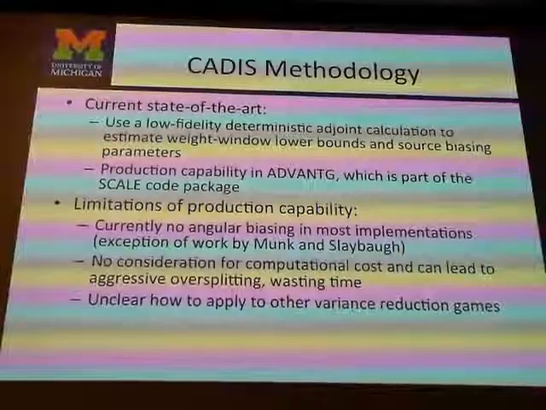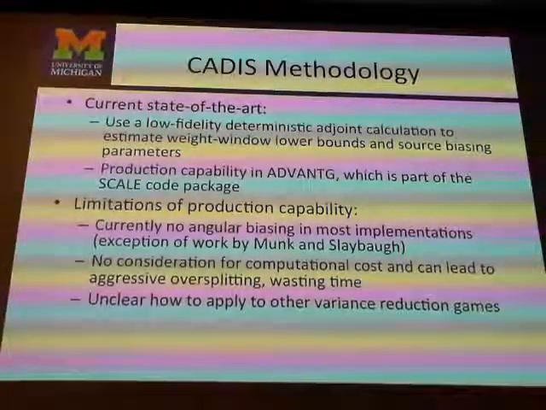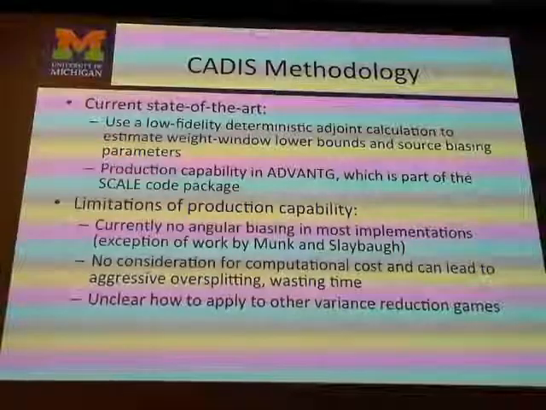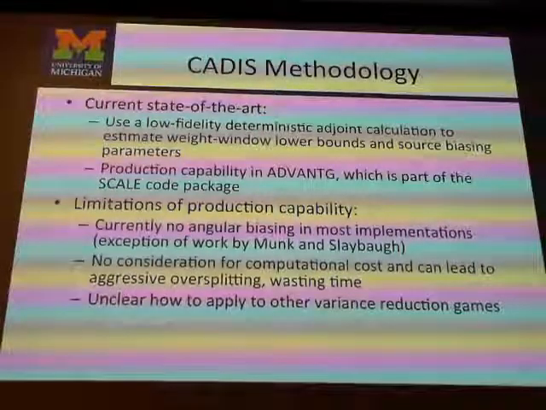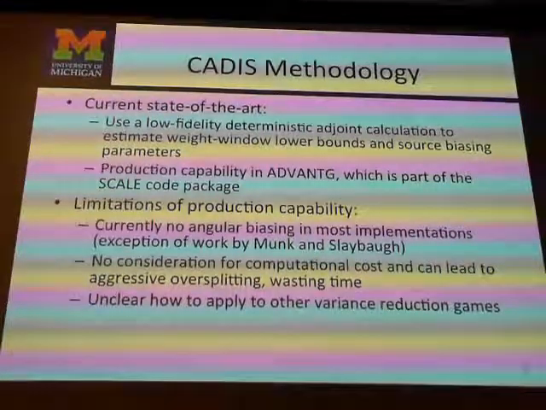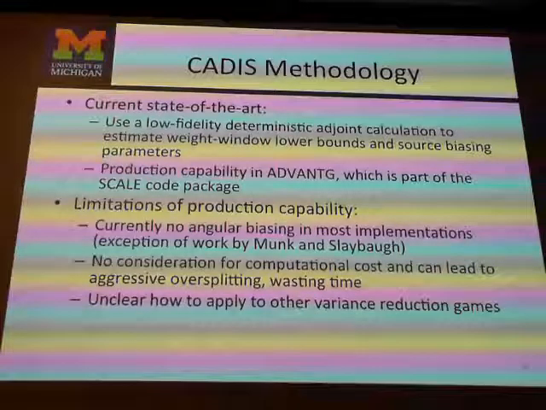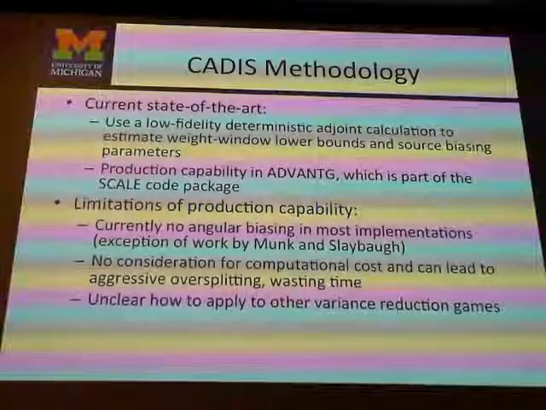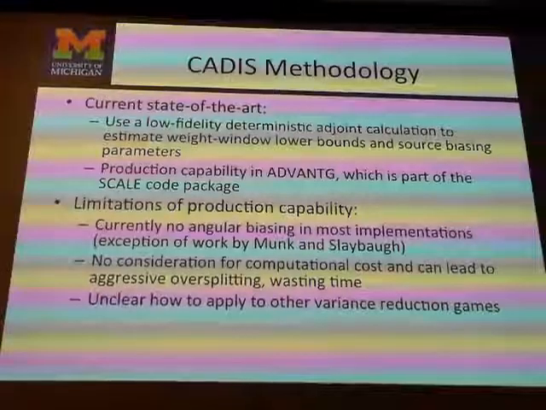Also, when you apply Kata, there's no consideration for how much time this is going to take. So what ends up happening in a lot of calculations is you end up what's called oversplitting and wasting a lot of computational effort. And I'll show an example of this on a source detector problem.